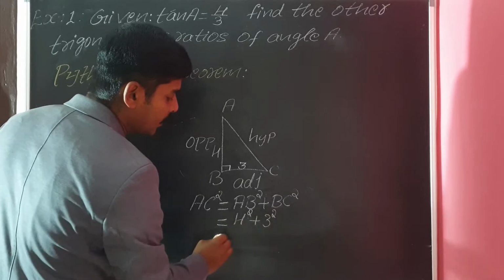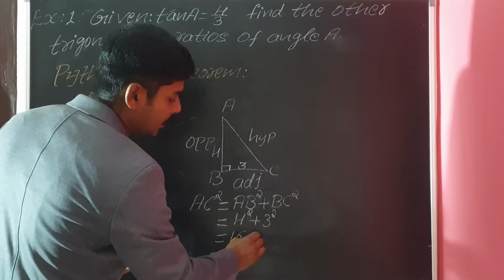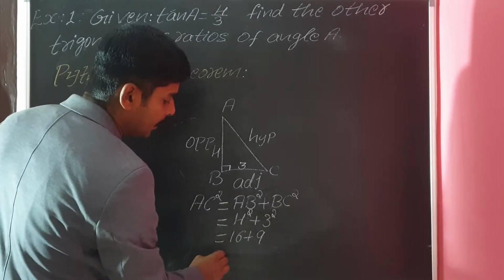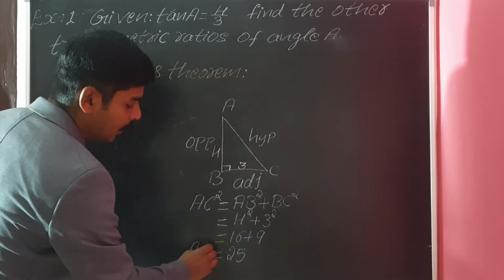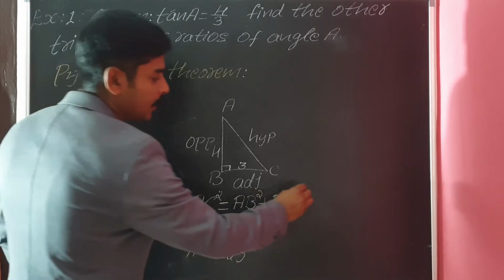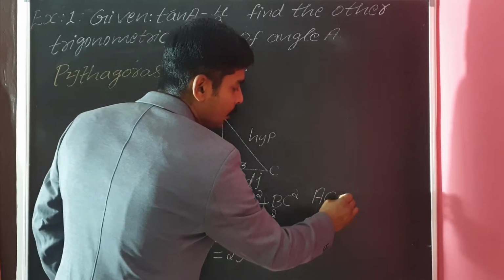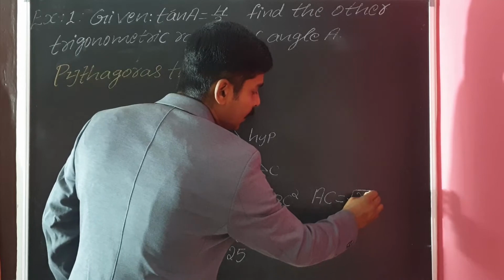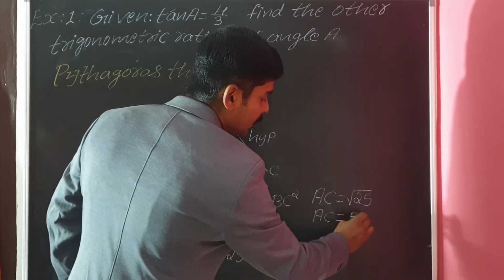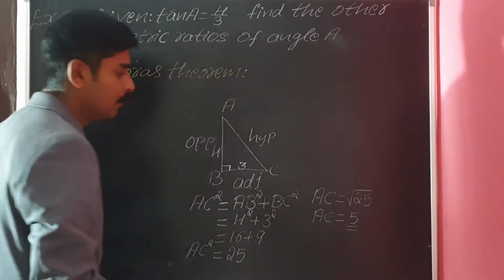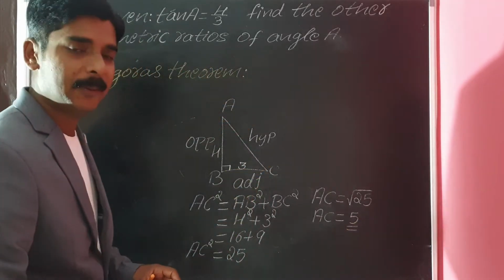So 4 square is 16 plus 3 square is 9. This is equal to 25. So AC square is 25. Therefore, what is AC? AC will be equal to square root of 25, which is equal to plus or minus 5. But we just take it plus 5 because length cannot be negative.